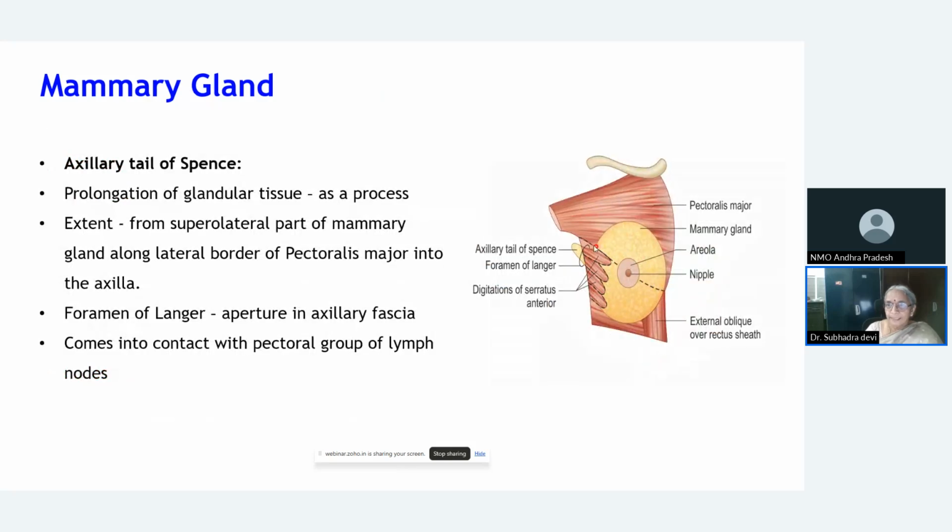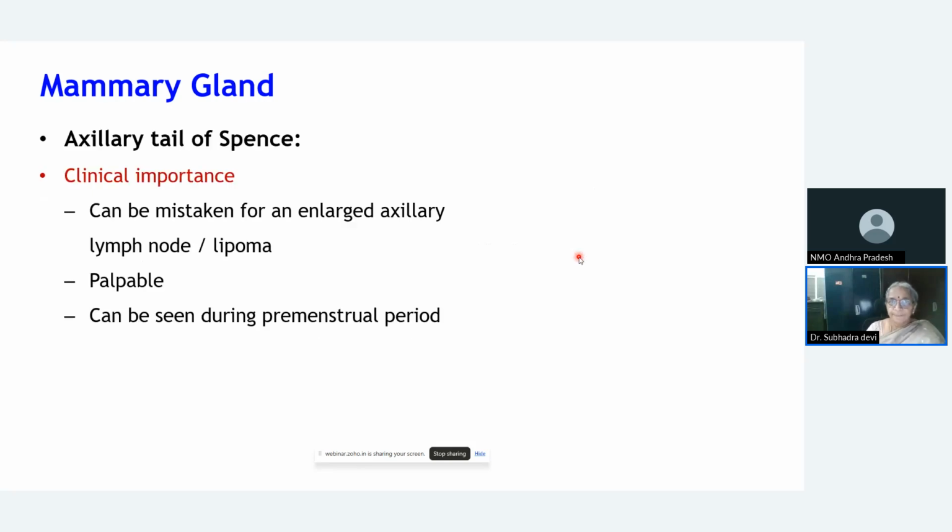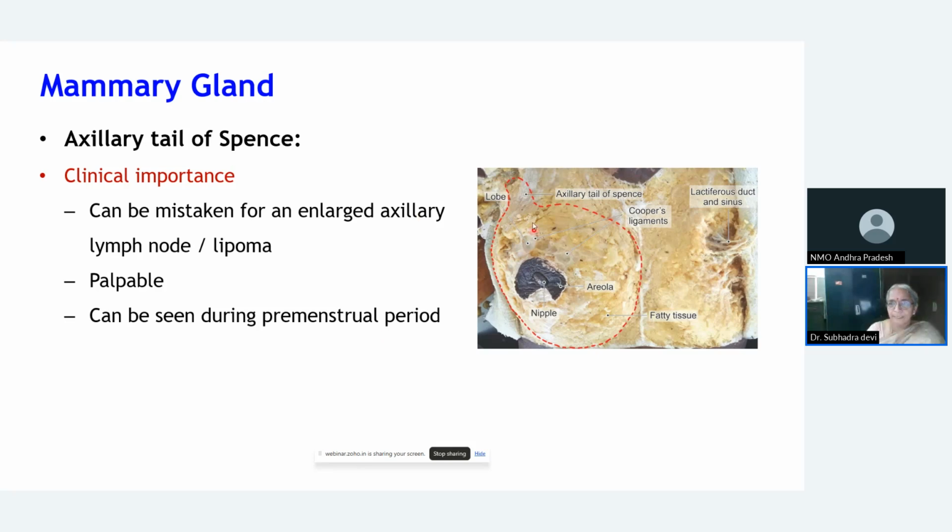Then the axillary tail of Spence you are seeing, a prolongation of glandular tissue. It is in the superolateral part, extending lateral to pectoralis major muscle, passes through the foramen of Langer, and is in contact with the lymph nodes. This should not be mistaken for a lymph node. That's the importance of it. And yes, it can be mistaken, as it is palpable and can be seen during the premenstrual period. So this can be seen.